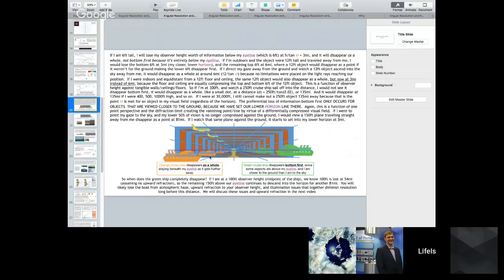So if it's a highly compressed visual field, this thing moves off into my vanishing point quicker. If it's a less compressed visual field, it moves away slower. So the higher I am, the longer it's going to take for this thing to compress down into a point.